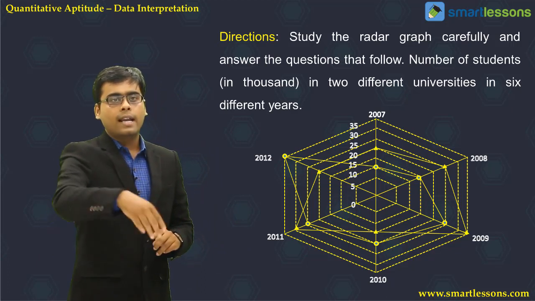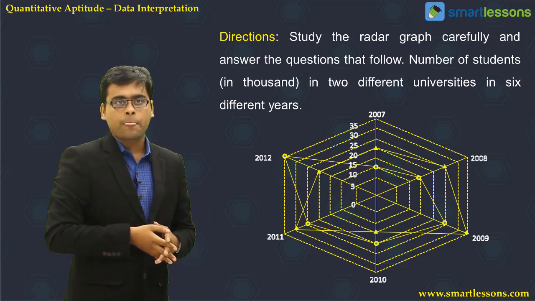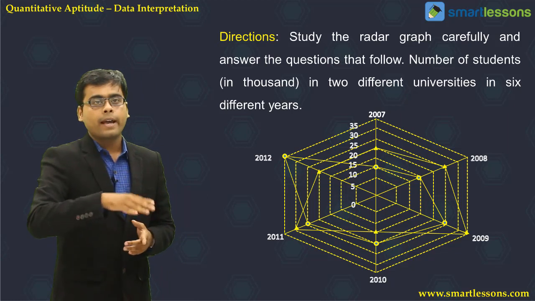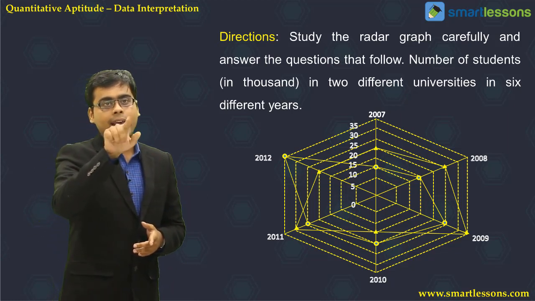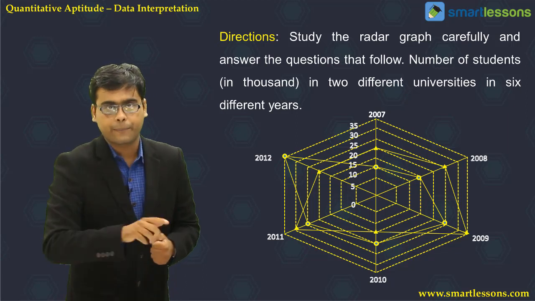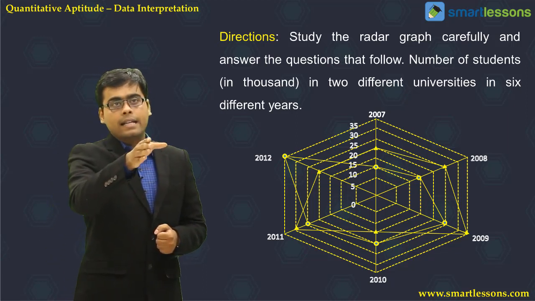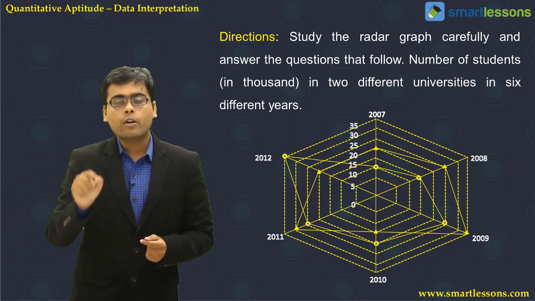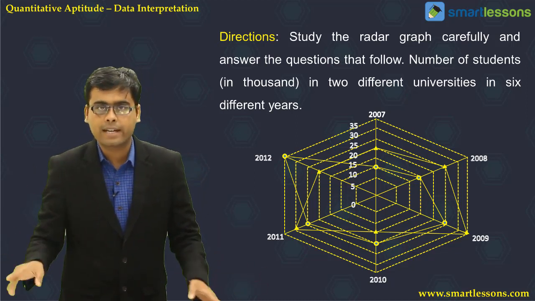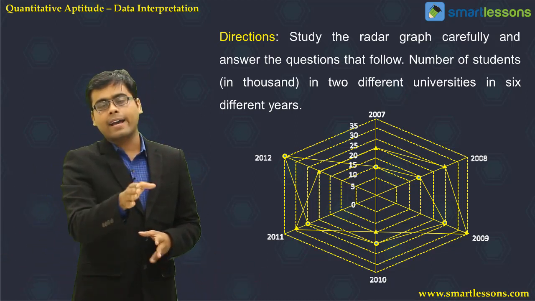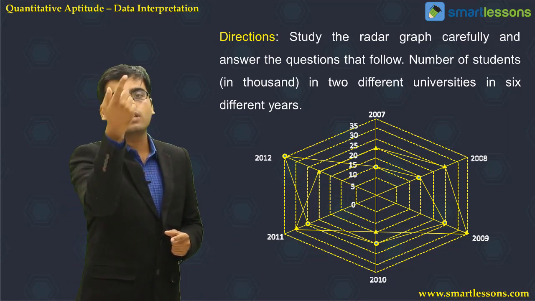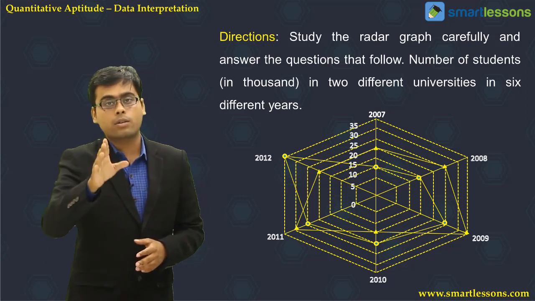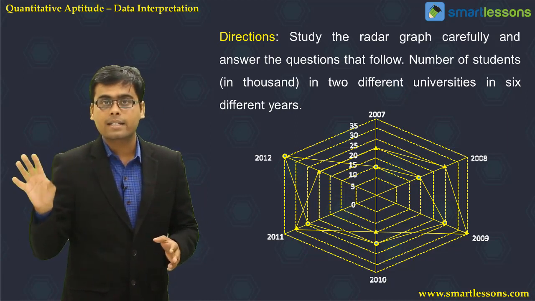So now suppose you consider this vertical line and the circular marking which is in the upper part of the vertical line. You can see that it is lying on the hexagon which is represented by the number 10. That means in the year 2007, in University 1, the number of students was 10,000. As the vertical line is coinciding with 2007, I am talking about the upper part of the line. It is coinciding with 2007.